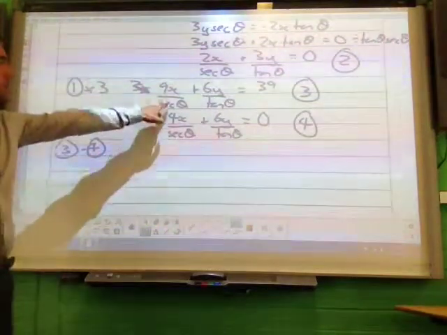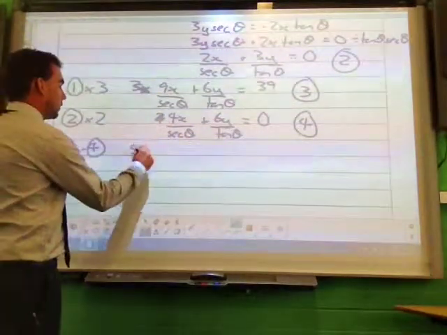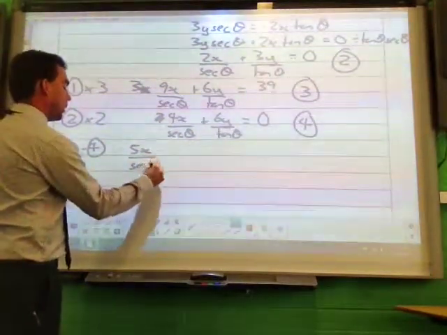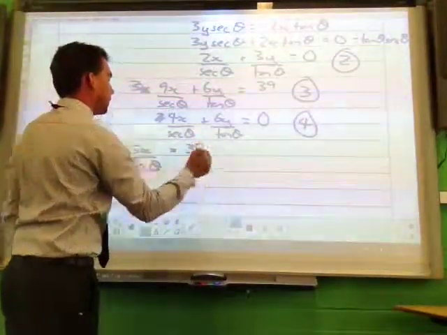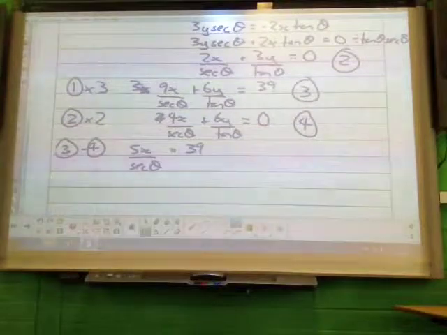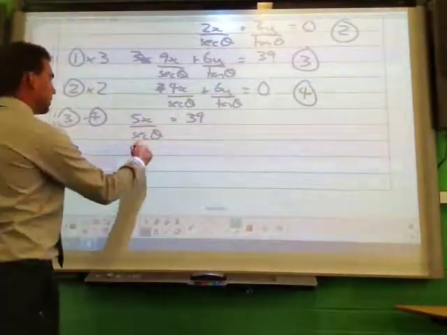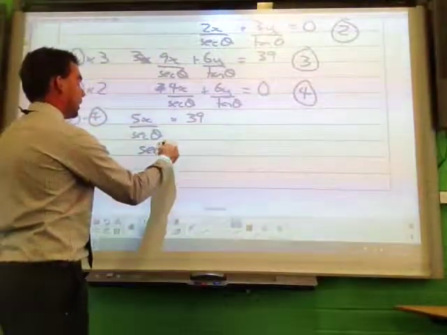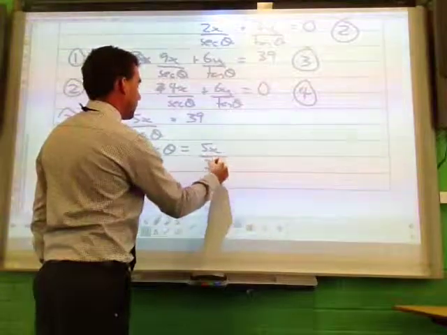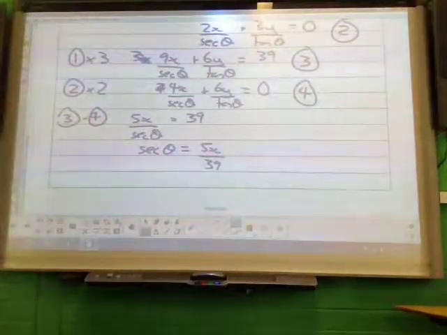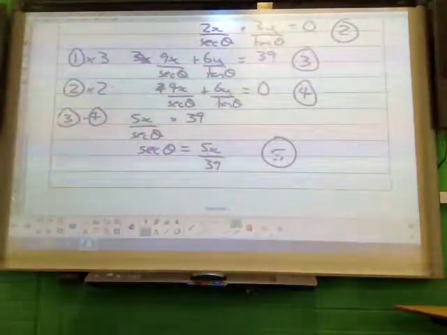Okay, so 9x over sec theta take away 4x over sec theta. You've got 9 take away 4, 5x over sec theta is equal to 39 take away 0. So sec theta is going to be 5x on 39. Alright, number 5.